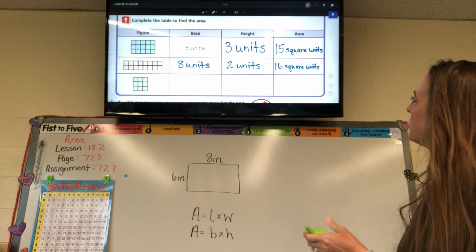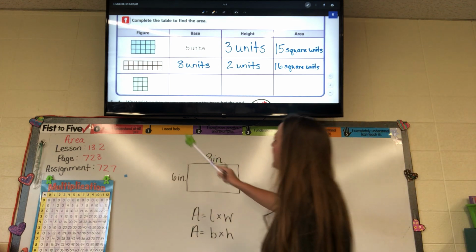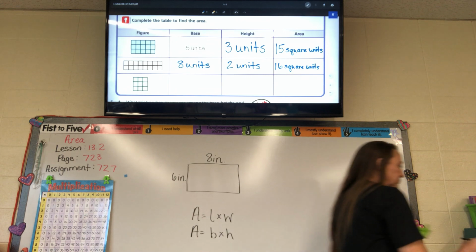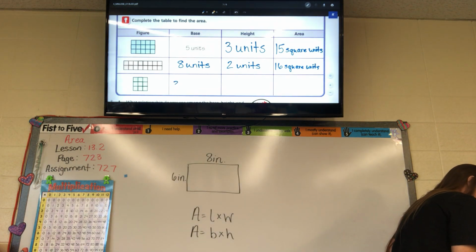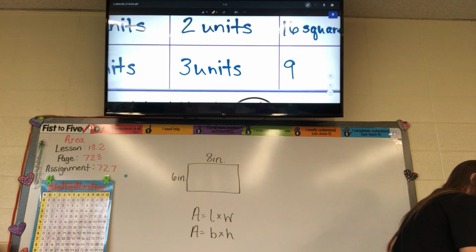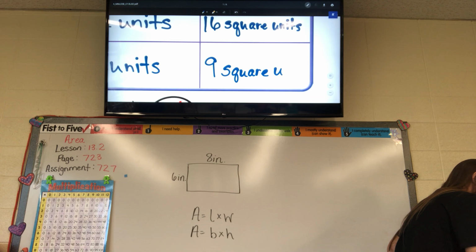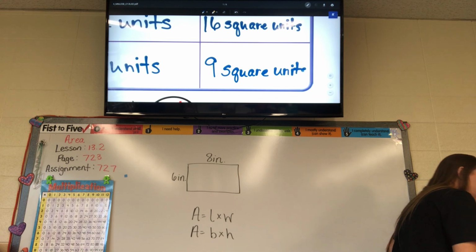Okay, so on the next one we have 3 as the base and 3 as the height. 3 units as the base, 3 units as the height, and 9 square units as the area.